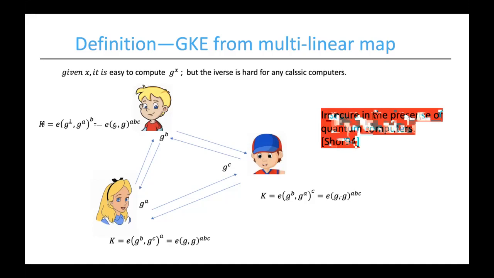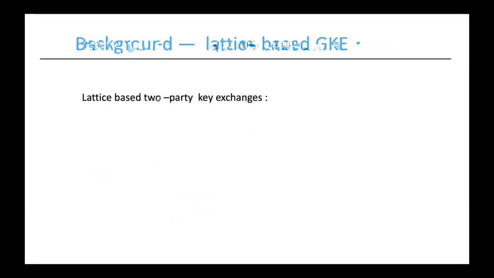So if there is a quantum computer, this simple example, this scheme that is secure in the classic world, and many applications use this protocol, is insecure in the quantum world. It's insecure when the adversary has a quantum computer. So we need a quantum resistant public key group key exchange scheme.